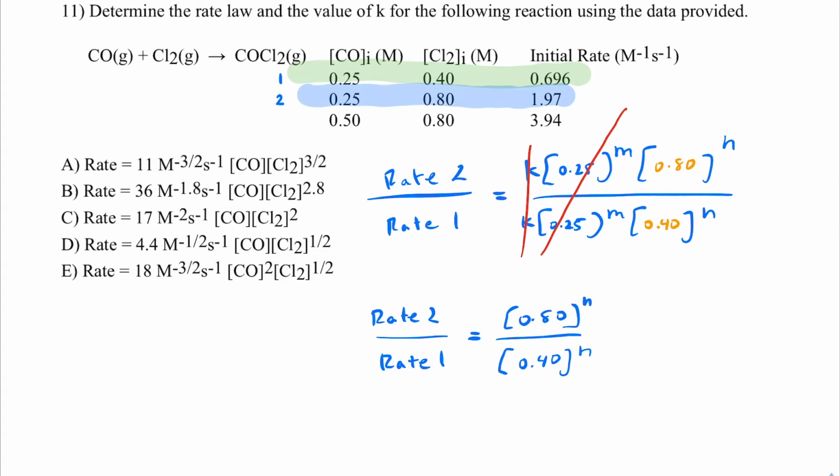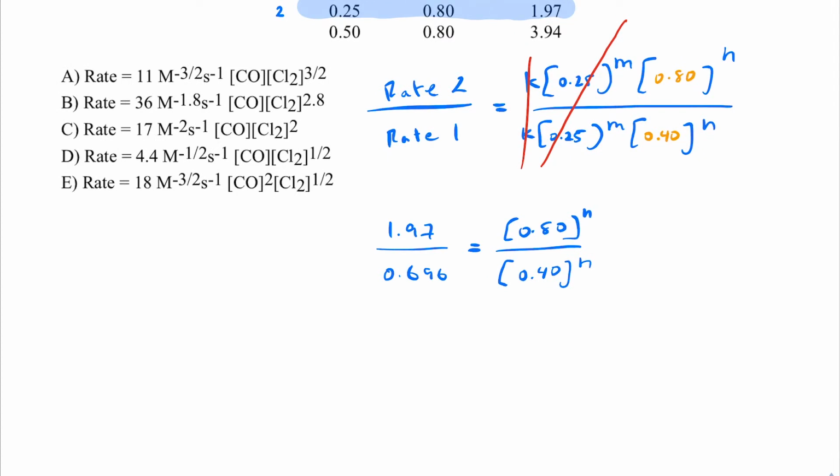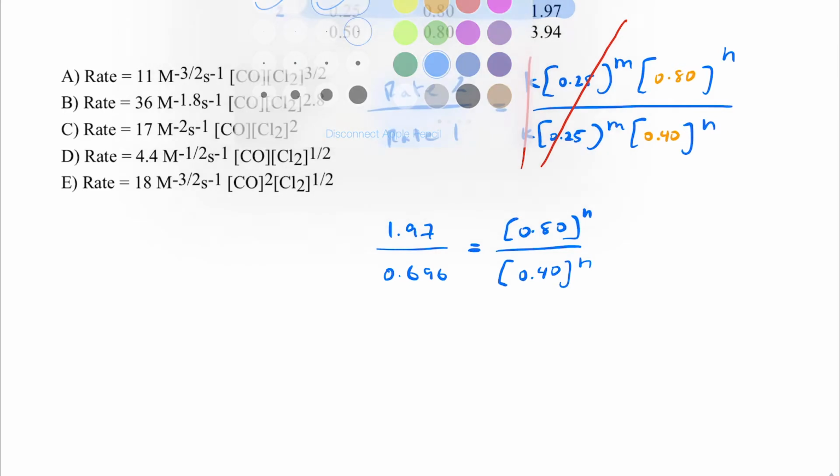Now let's start including some numbers. So the rate of 2 is going to be that 1.97 that I see in row 2. So let's replace that with 1.97, like I said before. That means we can replace rate 1, which was 0.696. Cool. So pretty much now, all I need to do is solve for n. And if we use a little bit of algebra, we can get to where we need to be.